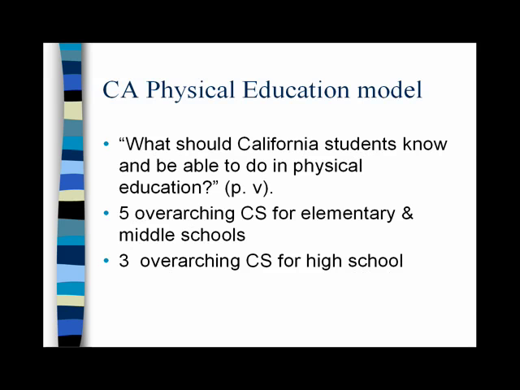The California physical education model tells us what California students should know and be able to do in physical education. There are 5 overarching content standards, that's what CS stands for, for elementary and middle schools, and 3 overarching content standards for high school, and they're broken down with a lot of detail.